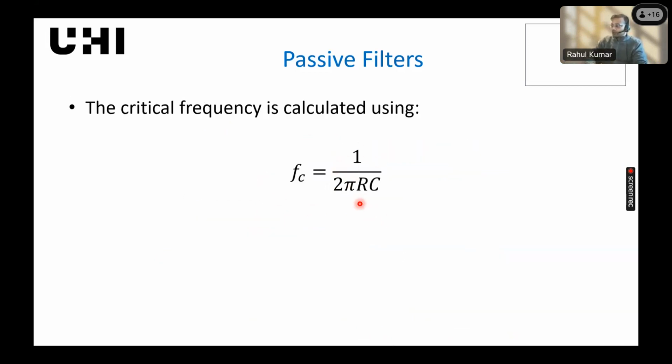Now, this is the formula for calculating critical frequency or cutoff frequency, FC. Sometimes you have multiple names. You call it critical frequency or cutoff frequency, FC. So FC is 1 over 2 pi RC, the value of resistance multiplied by the value of capacitance.